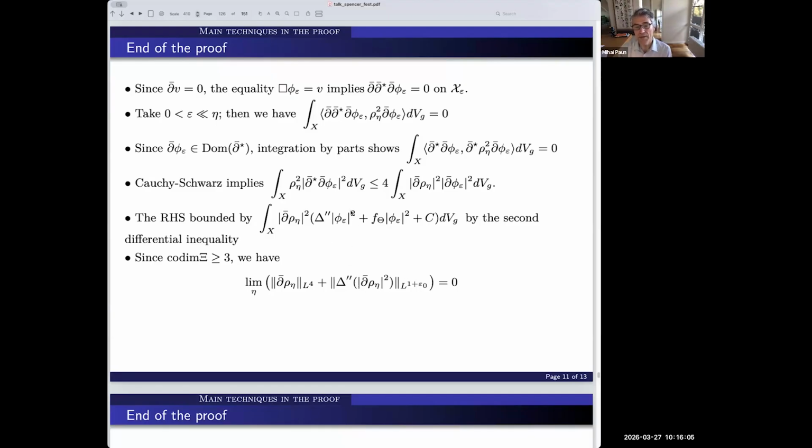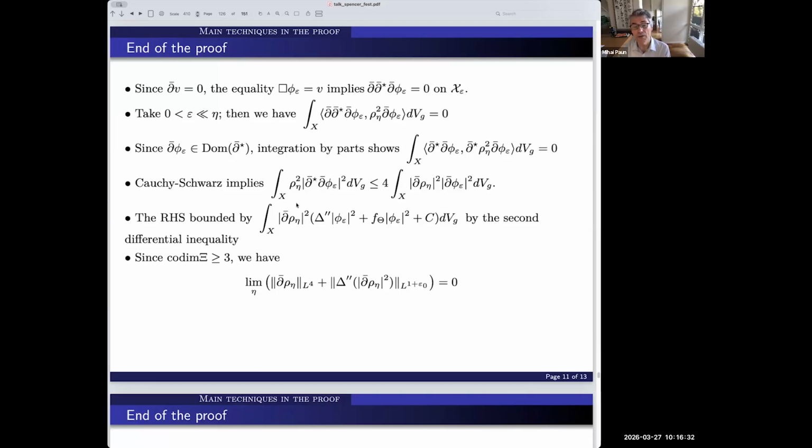But then the problem is that this one is in LQ now, so I can raise it to arbitrarily high power. But then I still have to deal with the norm of the Laplace of this. And then if you look into his eyes, you see that codimension 3 is exactly the right condition for this norm to go to 0. Okay, so that's precisely the situation here.